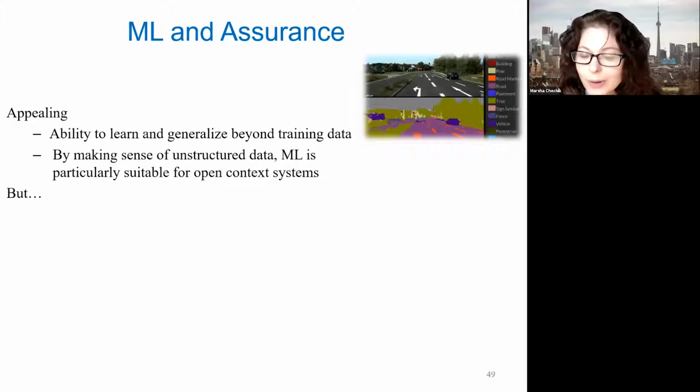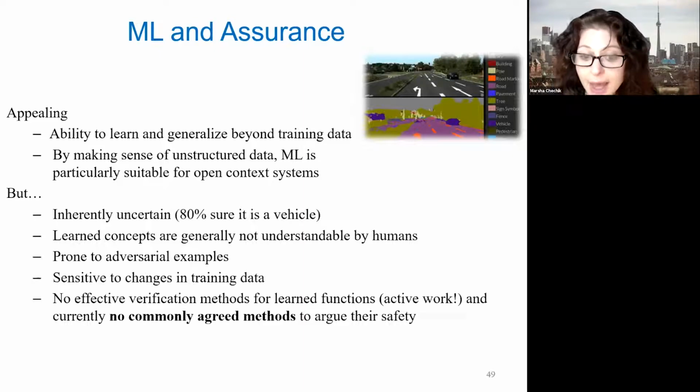So basically, on one hand, ML is very appealing in its ability to learn and generalize beyond training data, but you never answer anything with 100% certainty. So we don't even really know whether something is a vehicle.